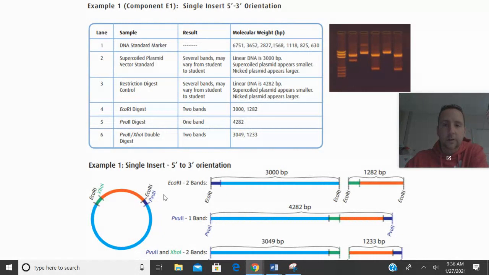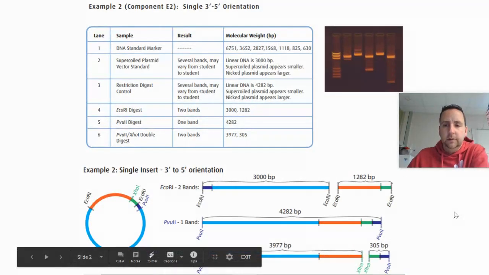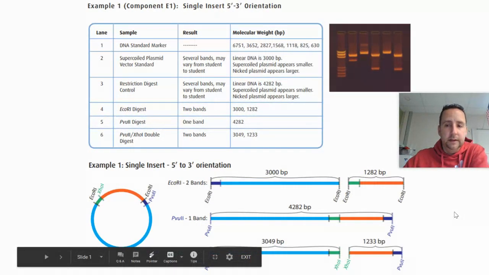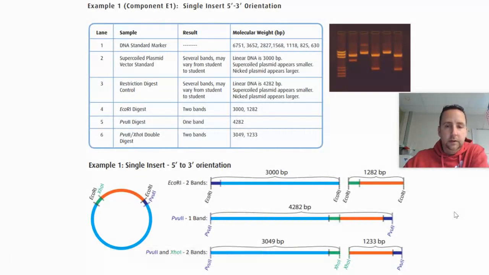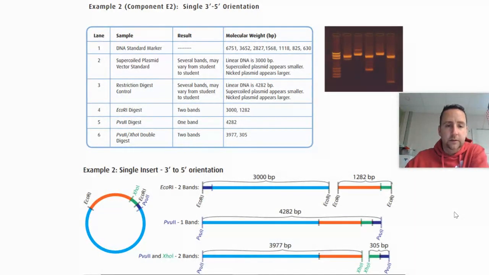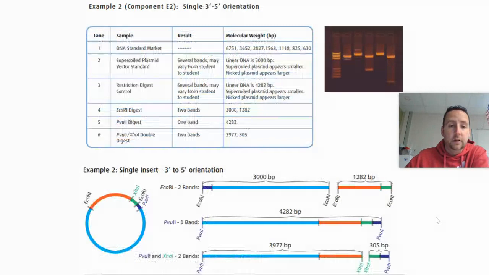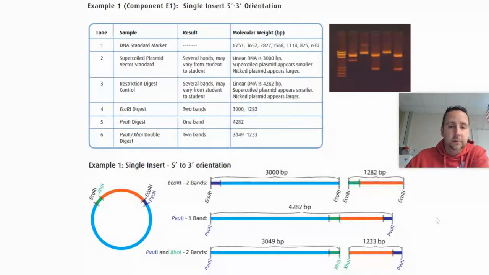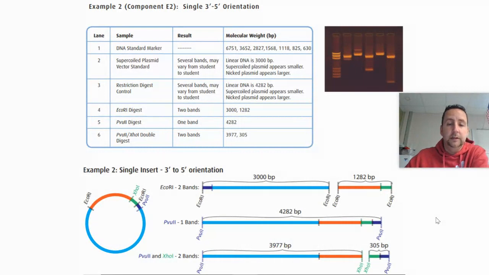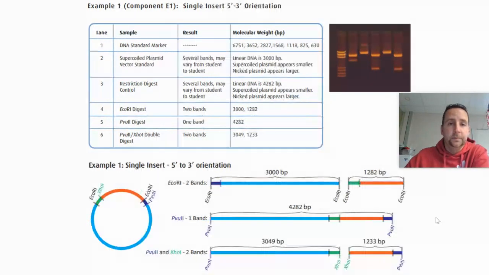So if it's in reverse orientation, all right, look at the two slides. What do you see? If you look at the differences here, if you look at the EcoR1 cut and the PVU2 cut, no difference. Or, sorry, let me go back here. 5 to 3, 3 to 5. No difference between those two, right? Because we have inserted something, right? We've inserted our 5' to 3' thing.